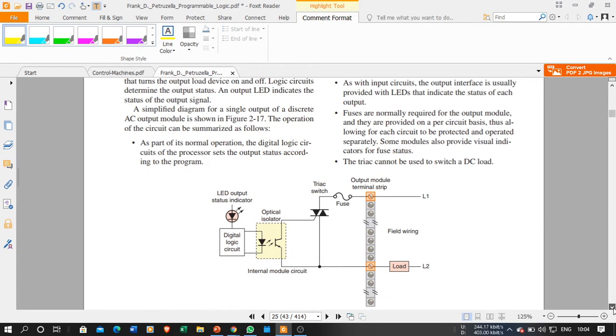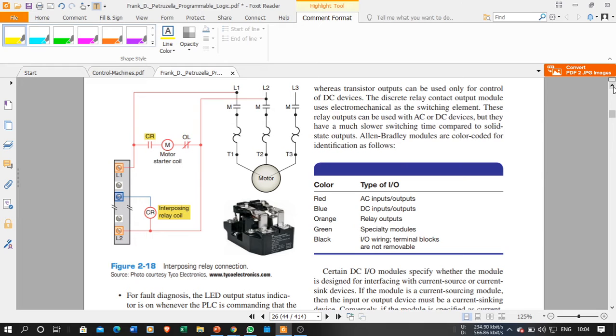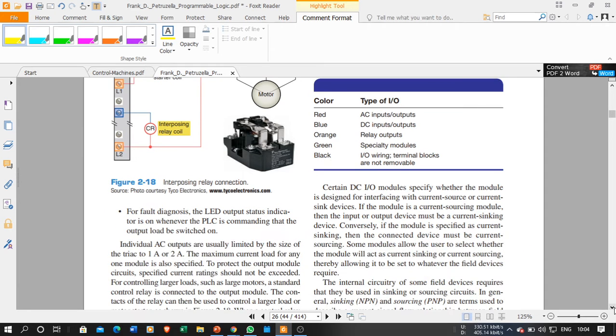So if I want to control the heavy devices with the help of my PLC, heavy loads जर मला control करायचं असेल with the help of PLC, so I need to connect the interposing relay to the output of PLC, and that interposing relay's contact can be used for starting or controlling my motor. Okay, so this interposing relay can be used in between your PLC and the actual load.